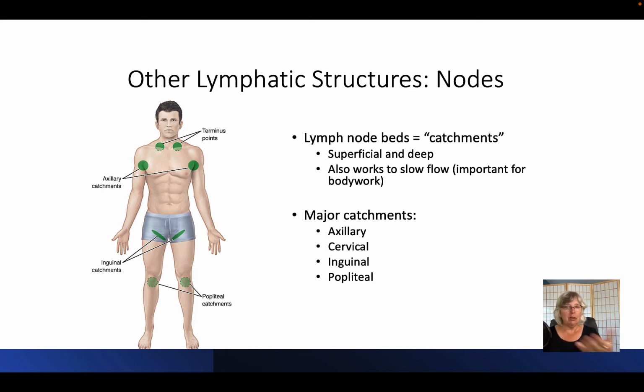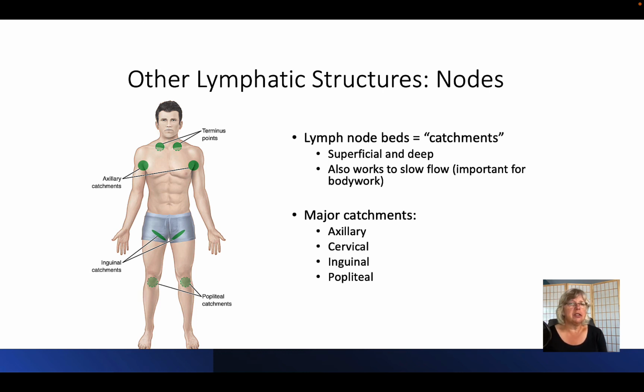The fluid that travels there will have to go through multiple nodes in order to proceed deeper into the system. And if we look particularly here at the legs, we will see that anything coming up from the lower leg is going to have to be filtered by the popliteal nodes, and then again by the inguinal nodes before any lymphatic fluid makes its way into the thoracic trunk and then back into the cardiovascular system. So the major catchments, and not all of them are shown on this model, are the axillary nodes, the cervical nodes, the inguinal nodes, and the popliteal nodes.